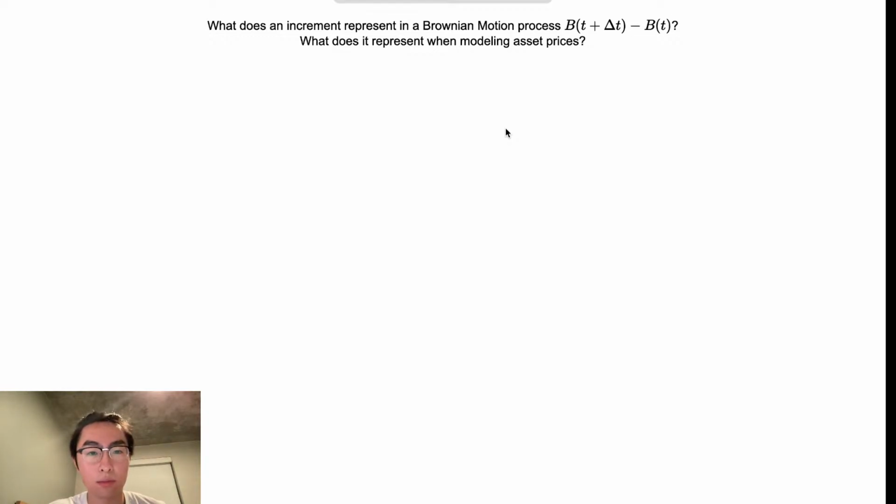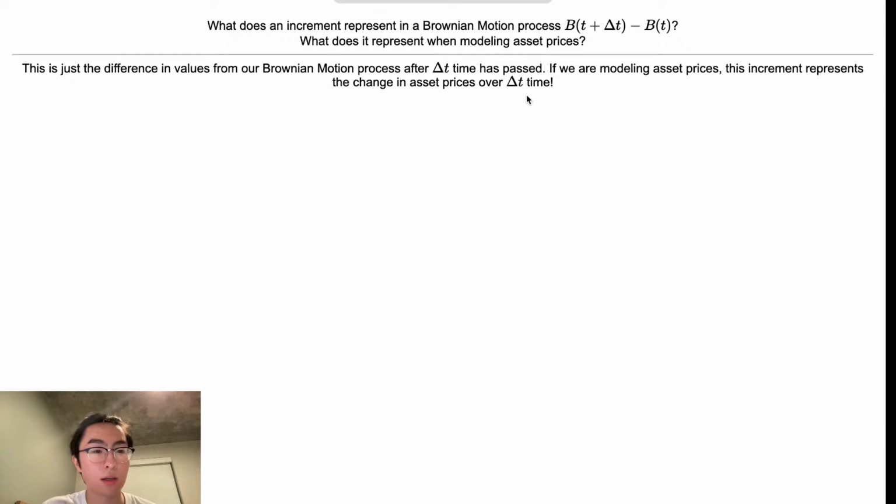What does an increment represent in the Brownian motion process? What does it represent when modeling asset prices? In the Brownian motion process, an increment just represents a change in the actual price, a change in value over time. When modeling asset prices, it's just the change in value, change in price over time.